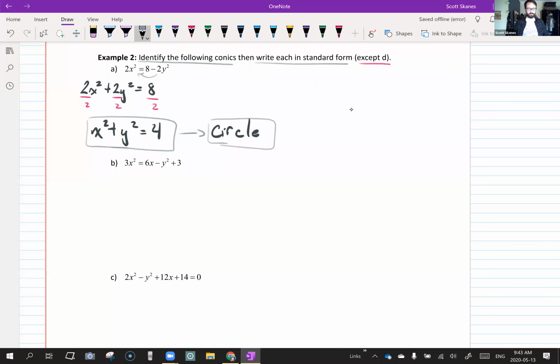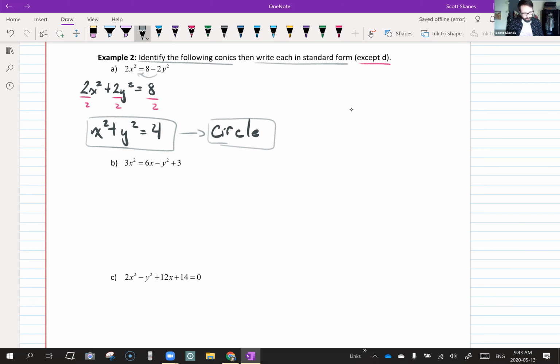What are the reasons I said before? You have a 1 in front of each of them, and you have a radius. It didn't ask us for the radius, but we could give it if we wanted. Okay, so that one was pretty straightforward. Let's do a few more. Lots more, actually.